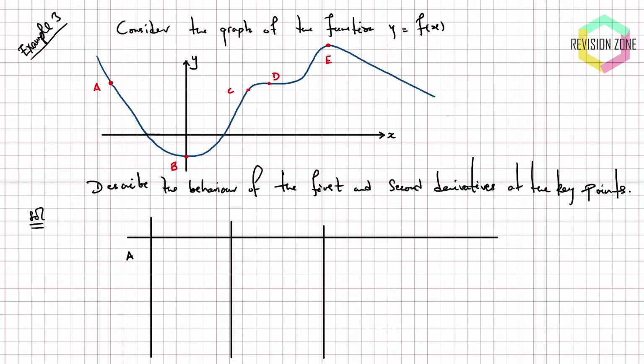Our points are going to be A, B, C, D, and E, and we want to be looking at the first derivative, the second derivative, and perhaps reasons for our answer. The first thing I want to do is look at points that are easily identifiable as our stationary points. So we can see three of them there. So let me write that down. B is a local minimum, E is a local maximum, and D is a point of inflection.